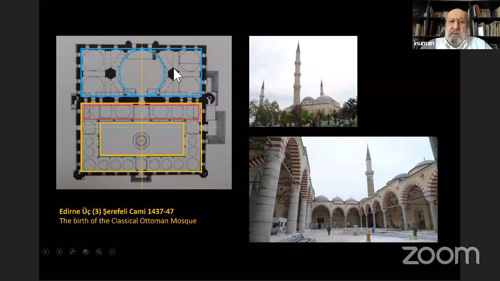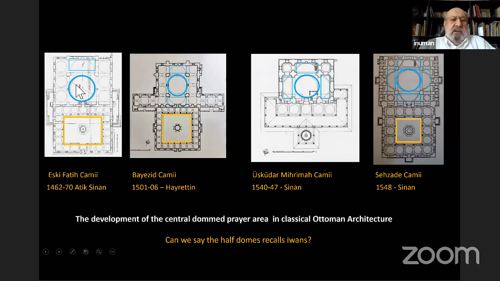Starting from that, we come to the Fatih Mosque. We introduce a single dome in the middle and one half dome. In Bayezid Cami, two half domes with the central dome. In Üsküdar Mihrimah, three half domes with the central dome. And this plan typology is completed with the Şehzade Mosque, with a central dome and four half domes on four sides.